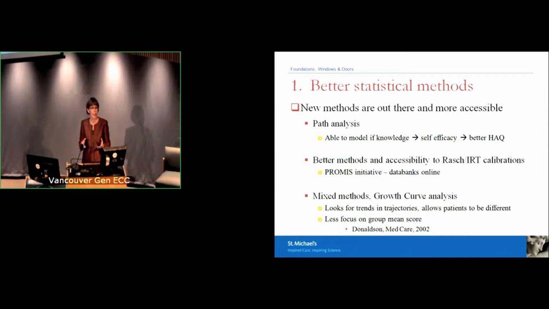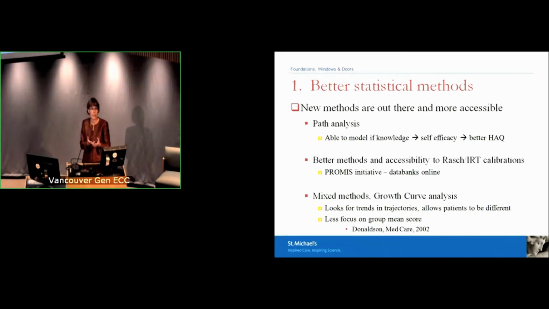Now there's things like path analysis or structural equation modeling. So before we'd put everything in as a predictor, now we can do it in steps and say, does knowledge improve self-efficacy, and does that lead to a better outcome? So we can create a pathway and see if that's the truth for these patients.